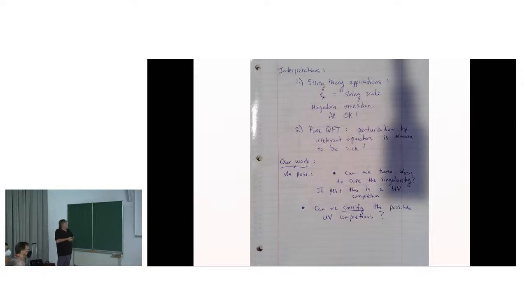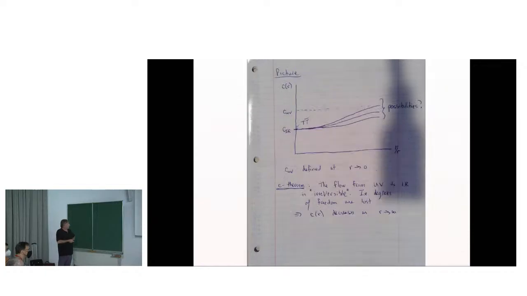So the question I pose is, can we somehow tune, so let's add all these other irrelevant operators, can we tune these couplings to cure that singularity in such a way that the theory is fully defined in the UV? And there's a classification problem here: can we classify the possible UV completions? Okay. So this is the picture.